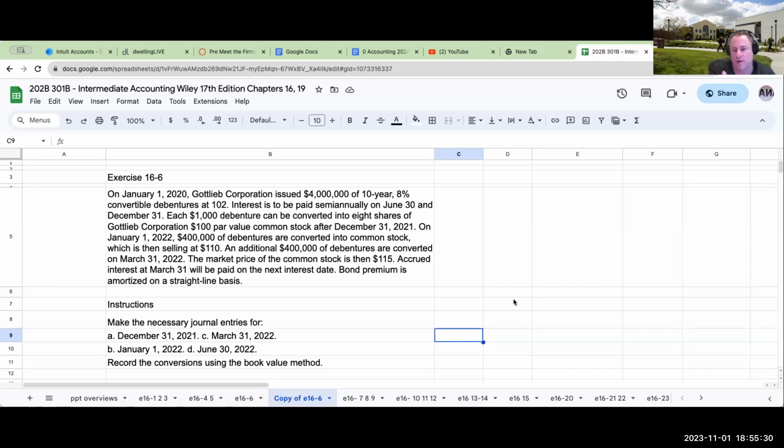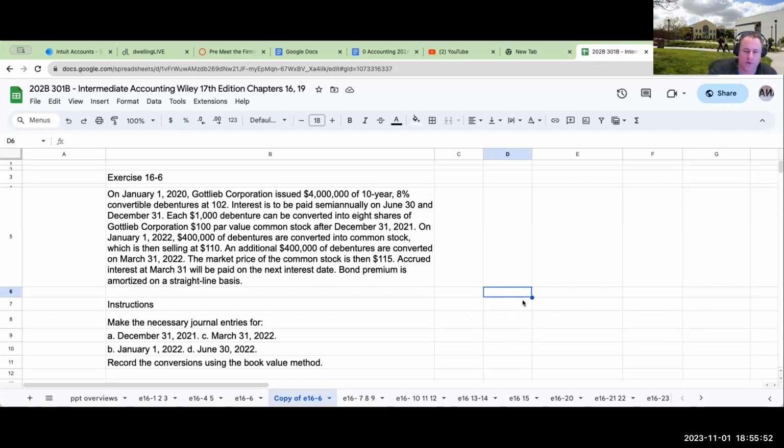On January 1st, 2022, 400,000 of debentures are converted into common stock, which is then selling at 110, where because we're using the book value method, we don't care what the shares are selling for. An additional 400,000 of debentures are converted on March 31st, 2022. The market price of the common stock is then 115. We don't care. Accrued interest on March 31st will be paid at the next interest date. Bond premium is amortized on a straight line basis. Let's go ahead and have some fun.